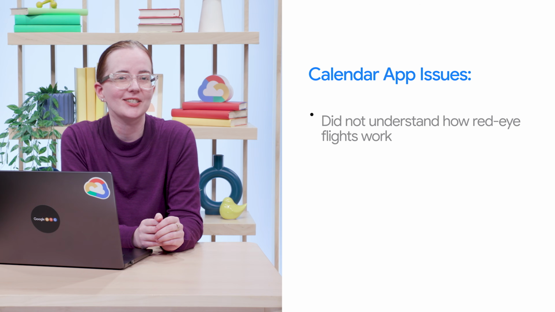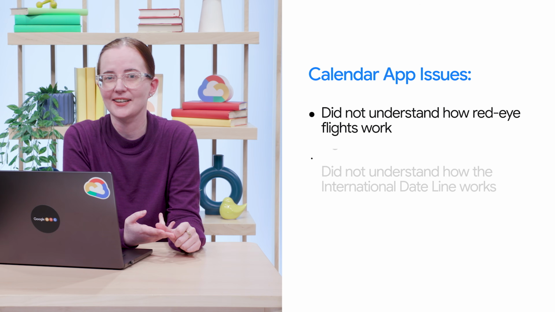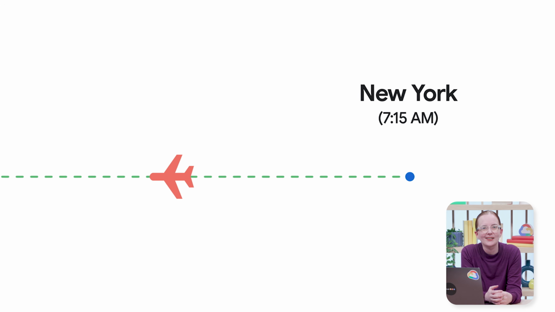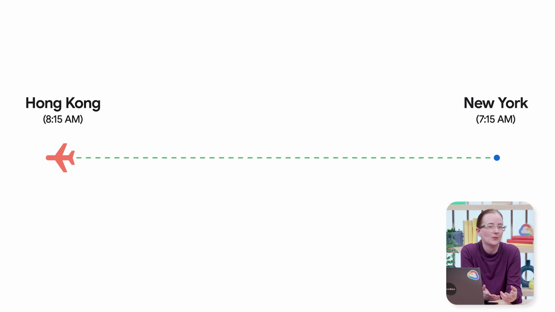I know this because I created this app and tried to put in one of those multi-leg, multi-country kinds of flights, and it spent half a second creating an invite.ics file for me that did not understand how red-eye flights worked, did not understand how the international dateline worked. It was extremely confused about the concept of layovers. I think there was a flight that went from New York to Hong Kong in this particular one, and it decided that the flight was 1 hour long because it didn't understand that an entire day had passed. So I pasted in my itinerary, I put it through, and was quite disappointed with the result.